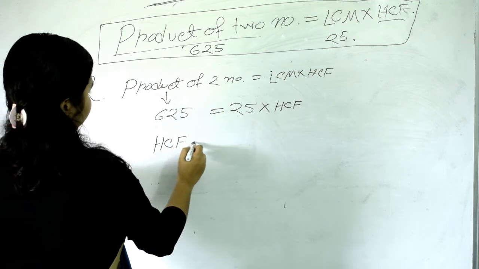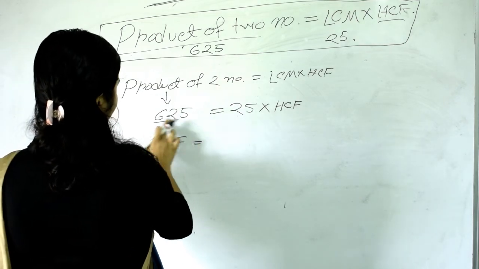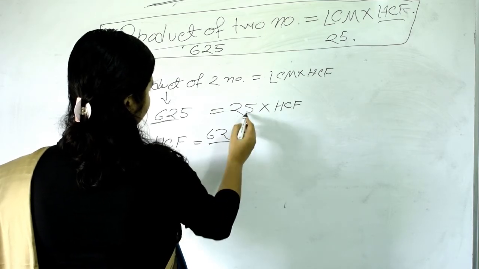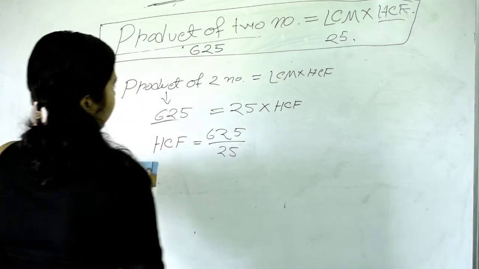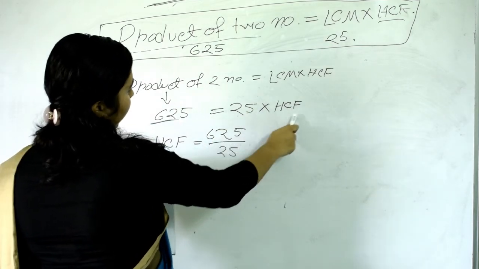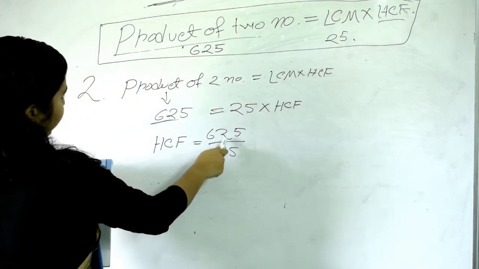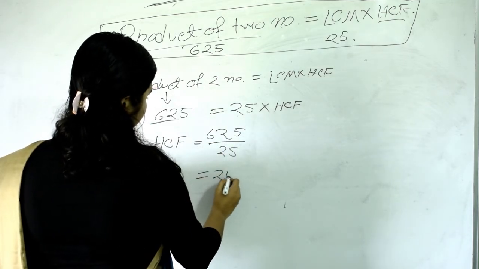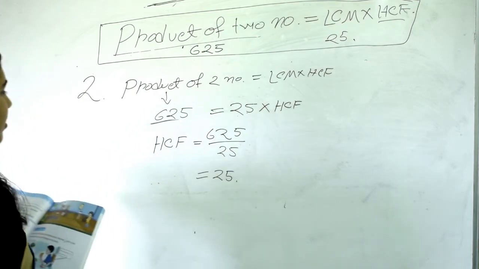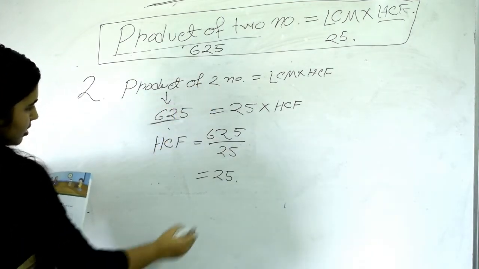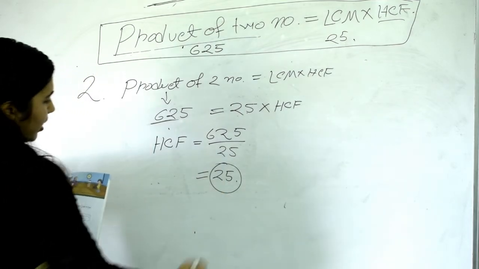So HCF equals 625 divided by 25, because this side 25 is multiplied with HCF. That means we have to divide 625 by 25, which equals 25. That means the HCF of those two numbers is 25, our answer.